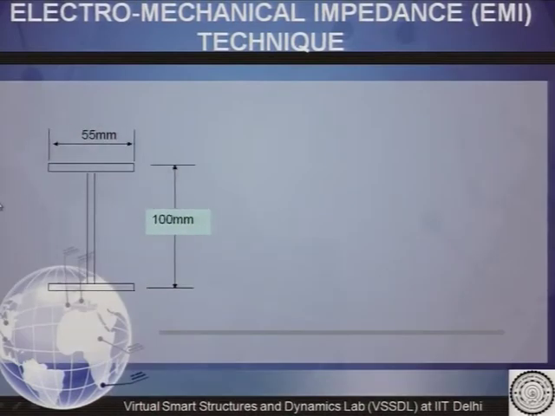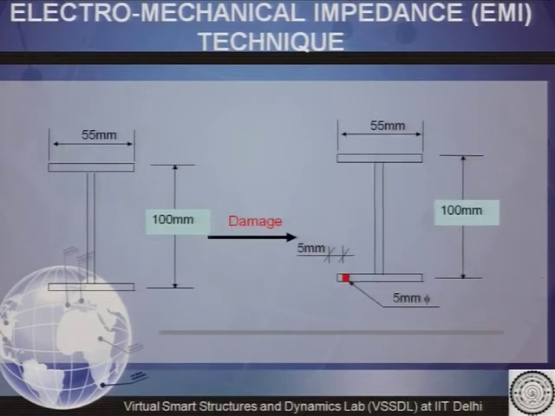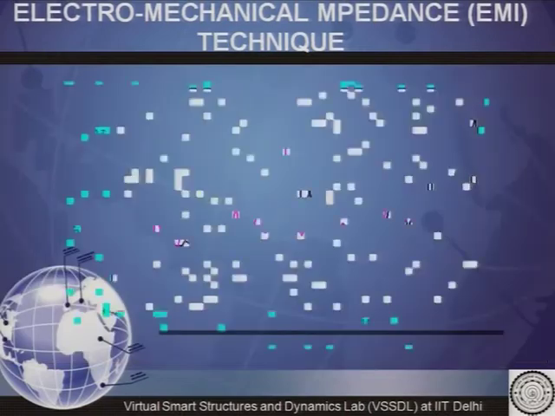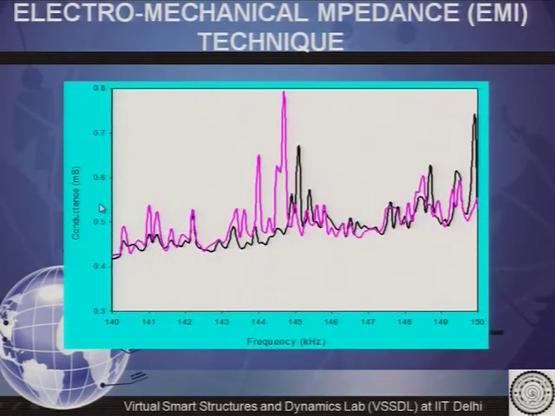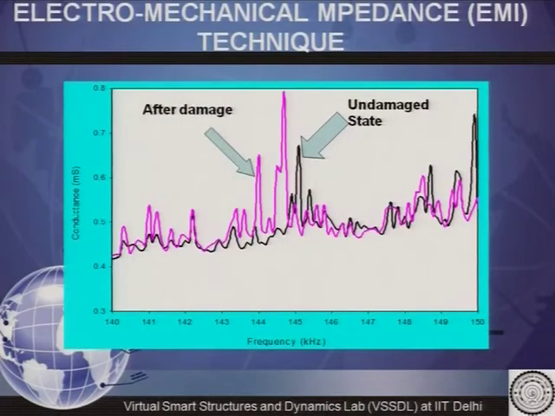Now, we have considered an I section in which we have given damage at the bottom flange. We have created a hole of 5 mm diameter, and when we compare the signatures, this is the undamaged conductance signature of the PZT patch, and when the damaged signature is captured, you can see there is a clear difference between the undamaged and the damaged signature. In this way we can clearly identify damage in any structure using the EMI technique.